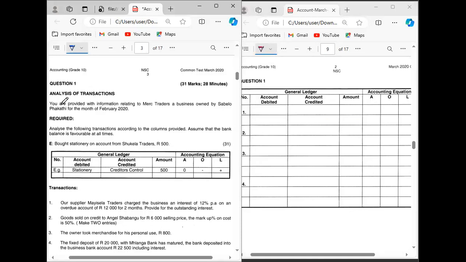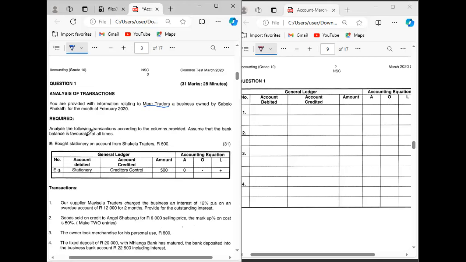You are provided with information relating to Mac Traders, a business owned by Sabelo Phakathi for the month of Feb 2020. So this business is owned by Sabelo, and the information that is given here is related to Mac Traders. So Sabelo Phakathi is the owner of the business. Thank you so much.